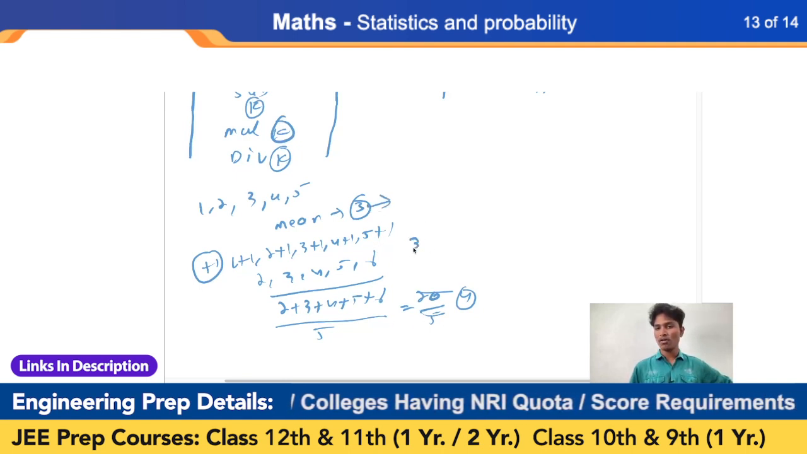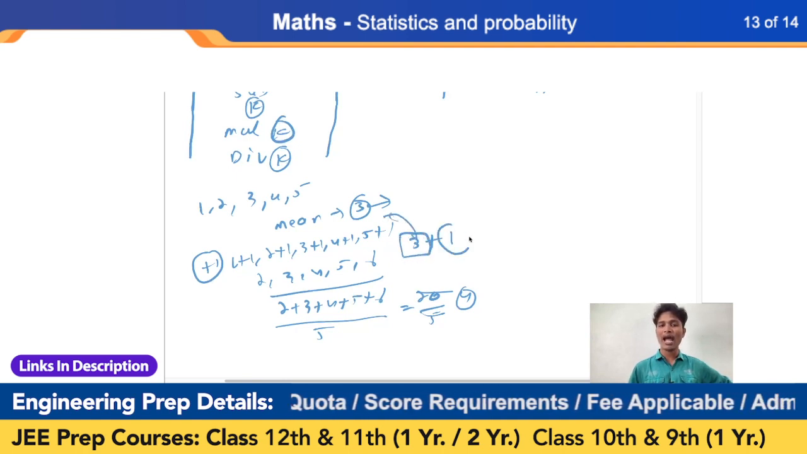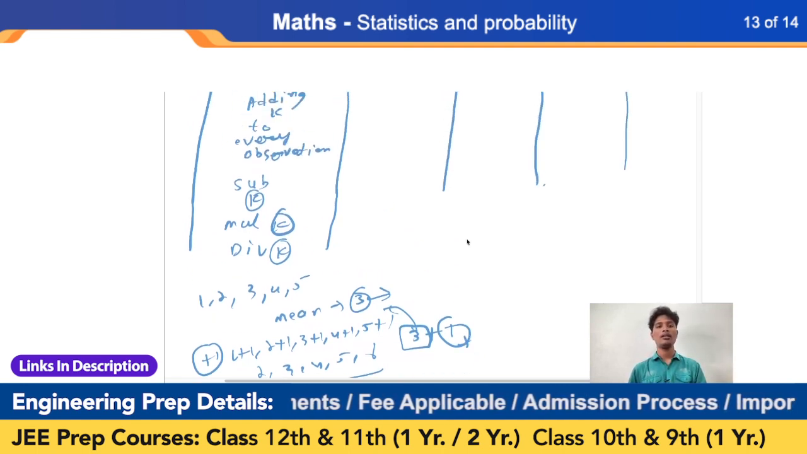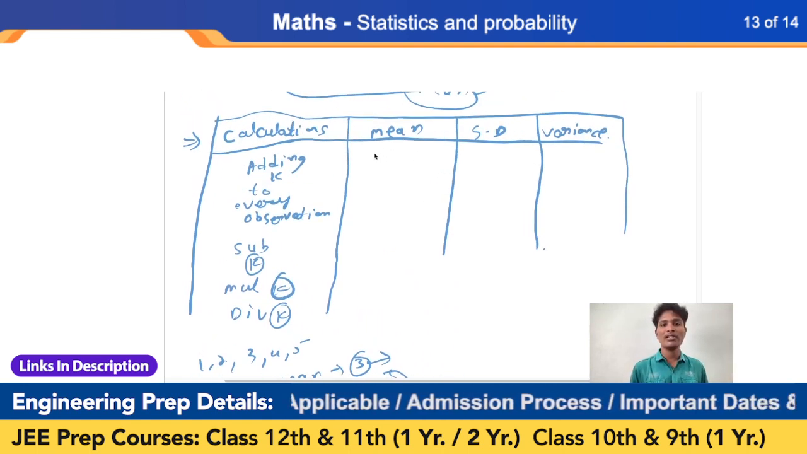So what is 4? 4 is 3 + 1. 3 is the previous mean. I added +1 to every observation, so I have to add +1 to the old mean. That is, the new mean will be the old mean + 1.